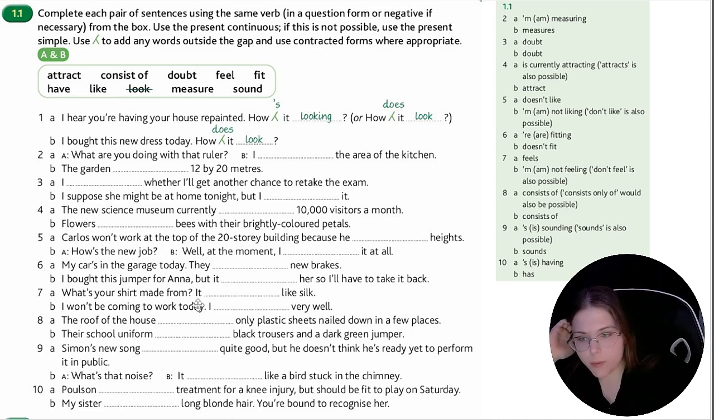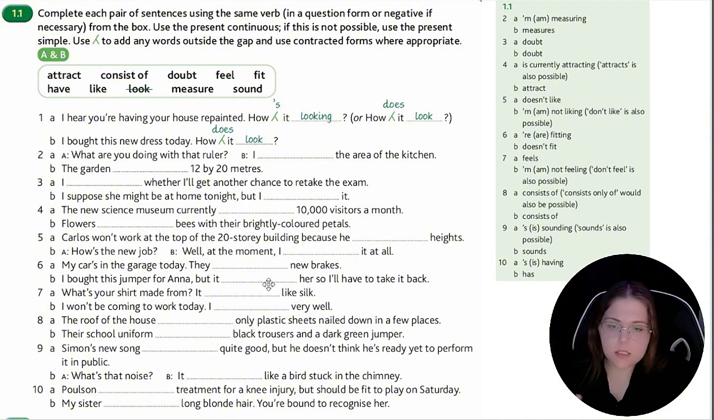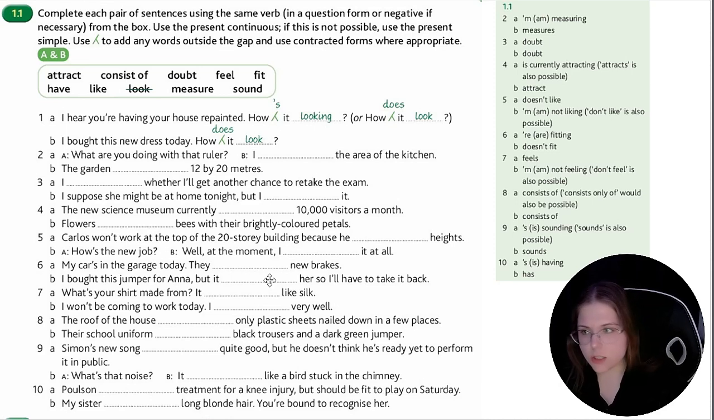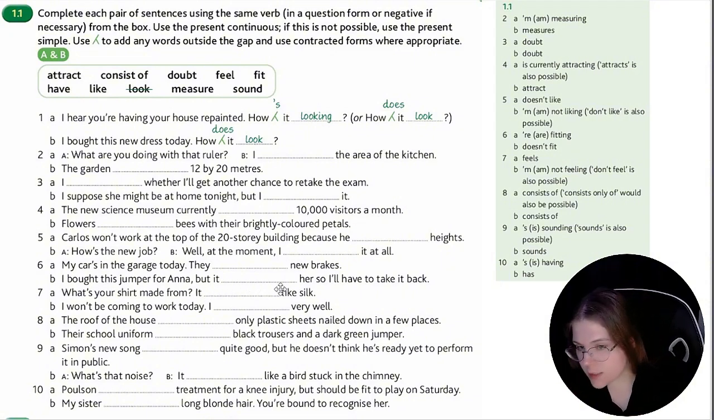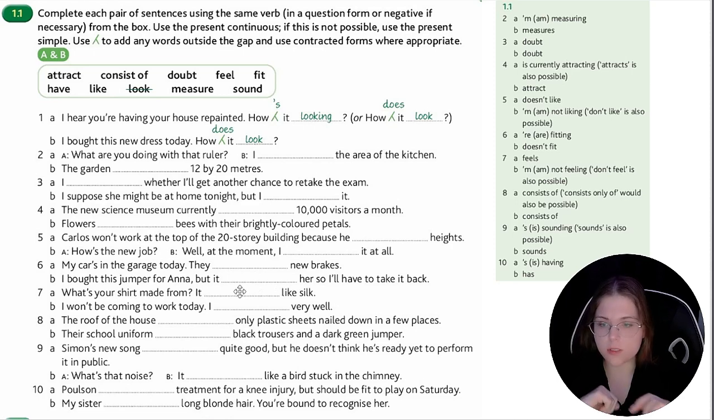I bought this jumper for Anna, but it doesn't fit her, so I'll have to take it back. It doesn't fit her at all, generally, and this doesn't depend on the time, on if it's happening right now or not. This is just about her, that she is bigger than this jumper. This is a fact. What's your shirt made from? It feels like silk. Present simple because it feels. It is not feeling. It feels like just a material.